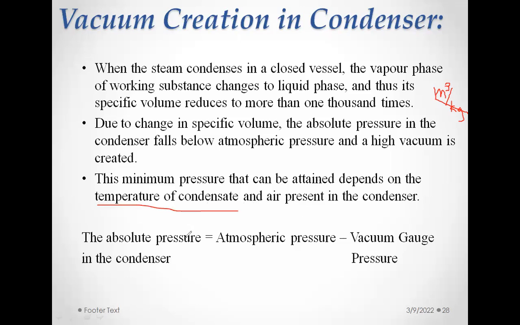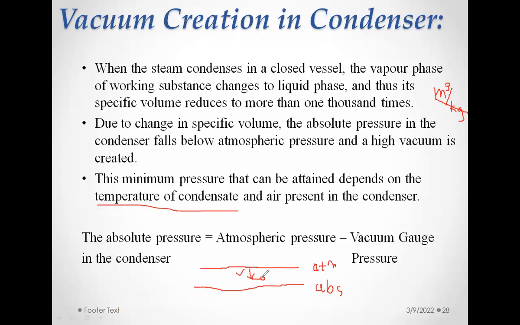Then the absolute pressure in the condenser, how to calculate? Atmospheric pressure minus vacuum gauge pressure. So already we have covered in the first lecture only. If this is an absolute pressure line, and if this is the atmospheric pressure line, the pressure below atmospheric is called vacuum pressure.